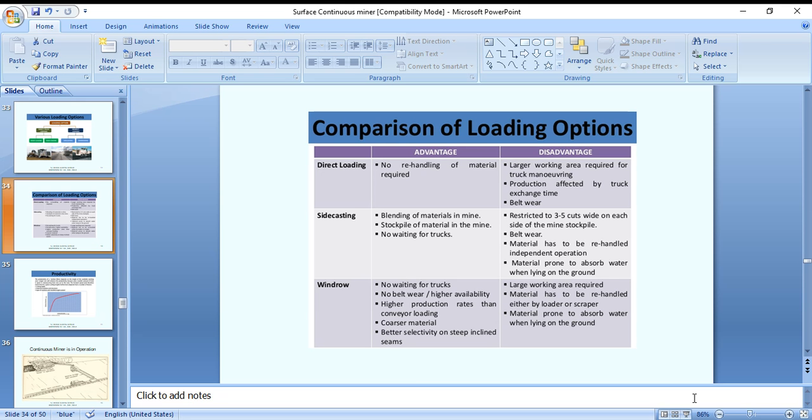No waiting of the truck. So no belt wear, higher availability, higher production rates than conveying belt loading. Coarser material, better selectivity on steeply inclined seams. Large working area required. Material has to be rehandled either by loader or scraper. Material prone to absorb water when lying on the ground. So these are the loading options: direct loading advantages and disadvantages, and similarly side casting advantages and disadvantages, windrow advantages and disadvantages.